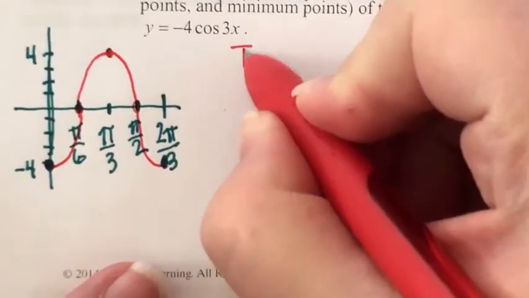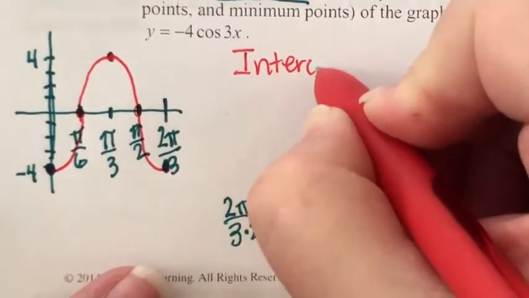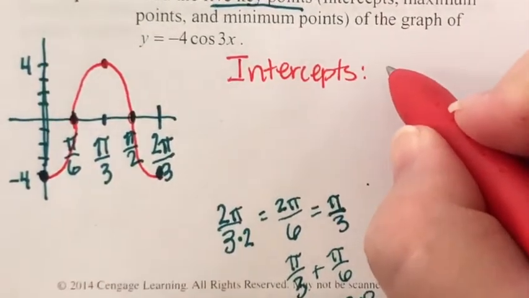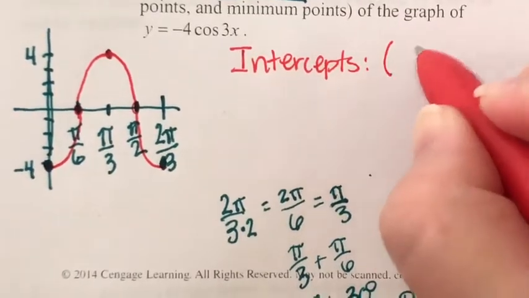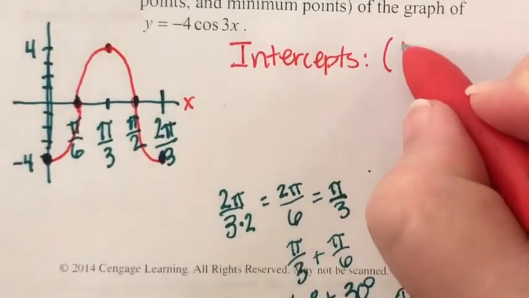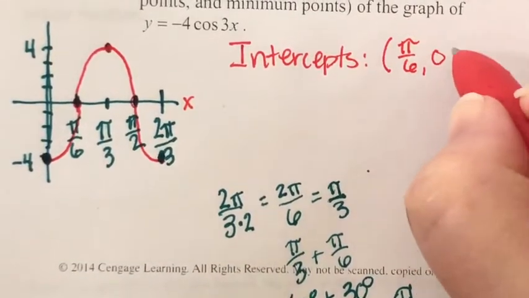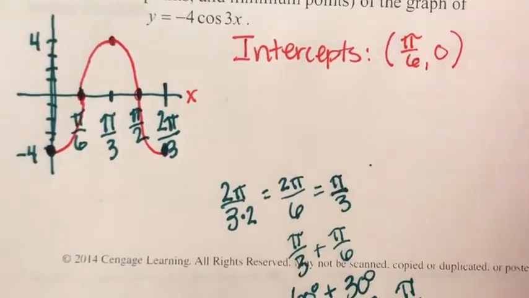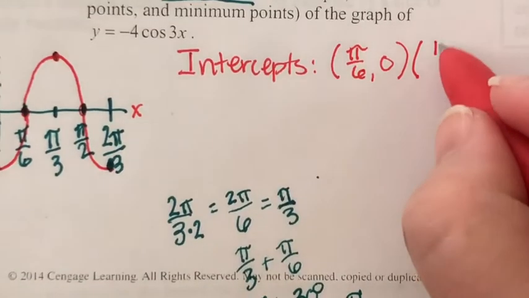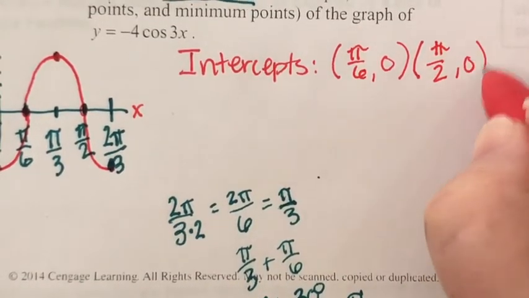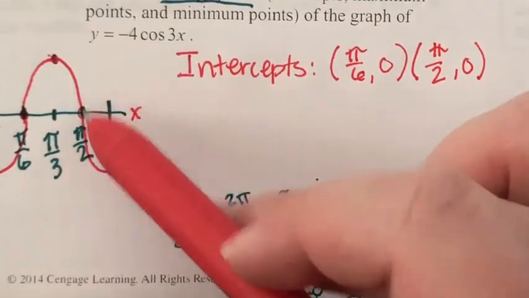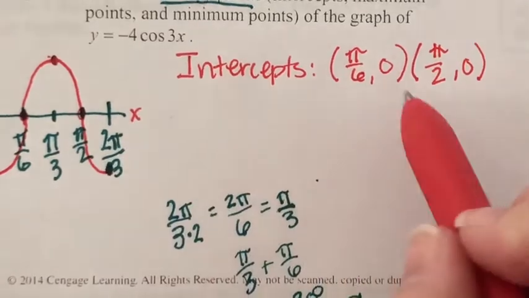So our intercepts are at, so it's going to be our x, our angle, so pi sixths, 0, and at pi halves, 0. And so those are our x-intercepts. So right, we would have 1, 2, 3, 4, 5, right? Good. So we have our intercepts.